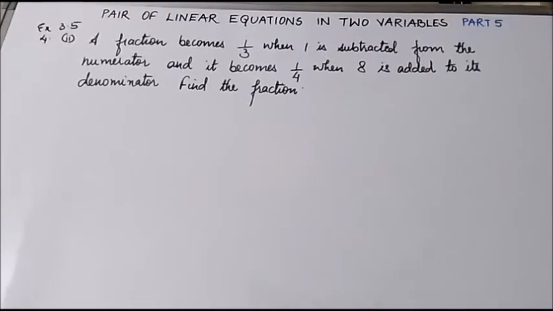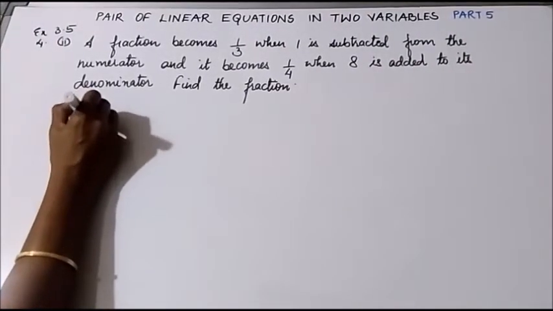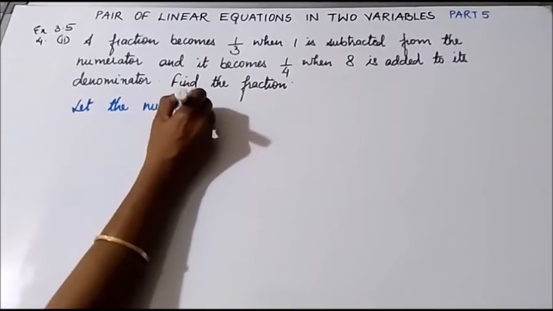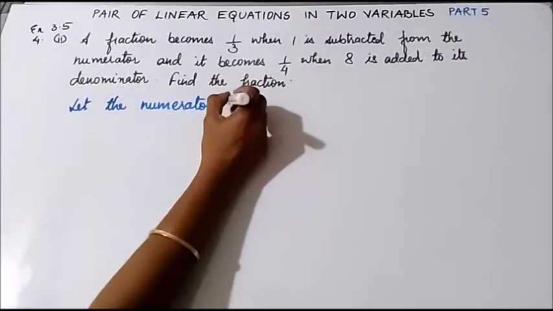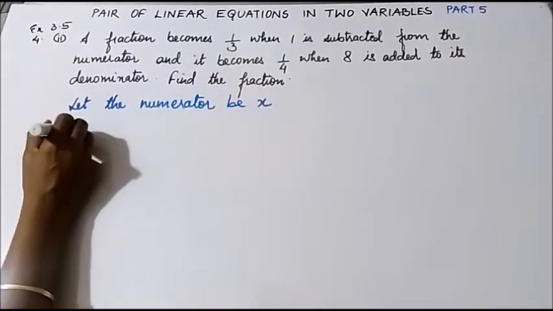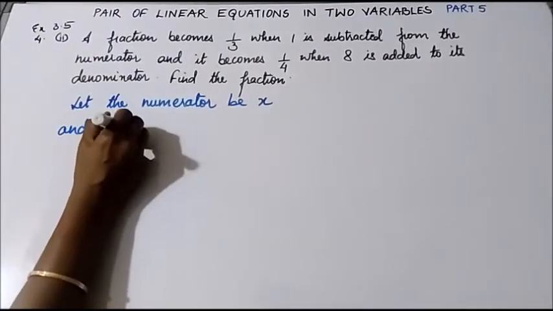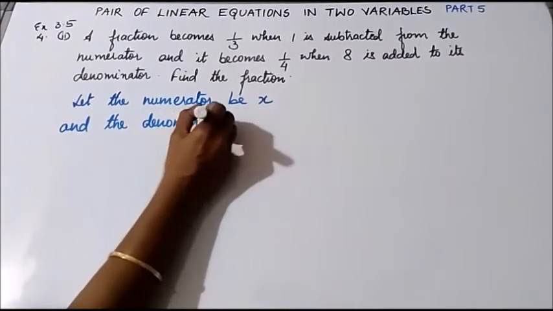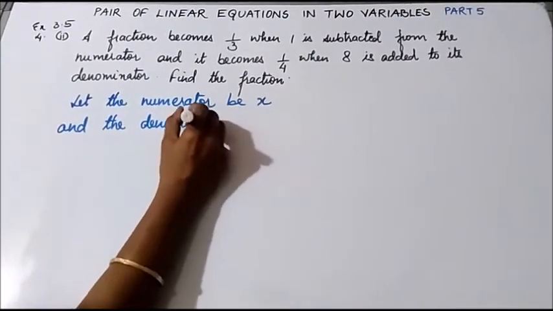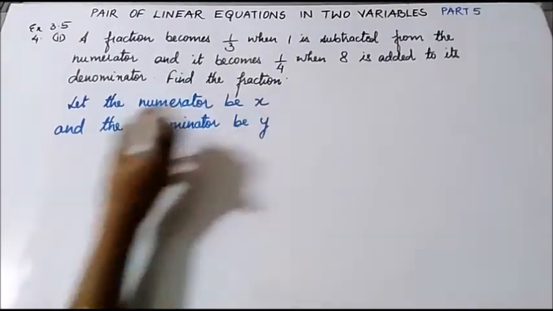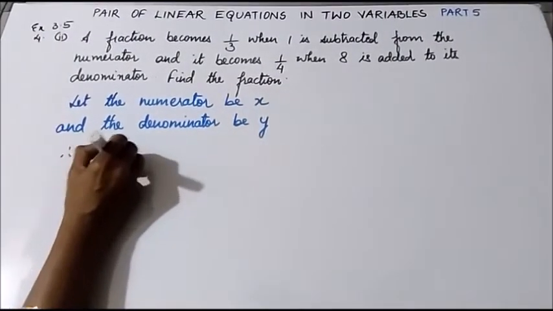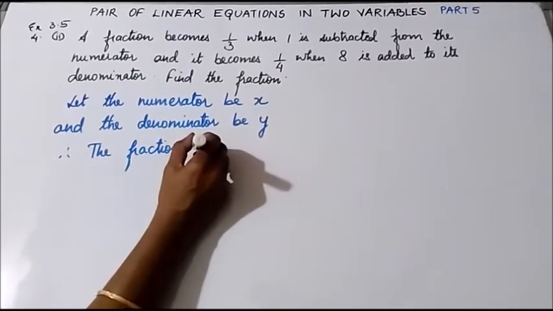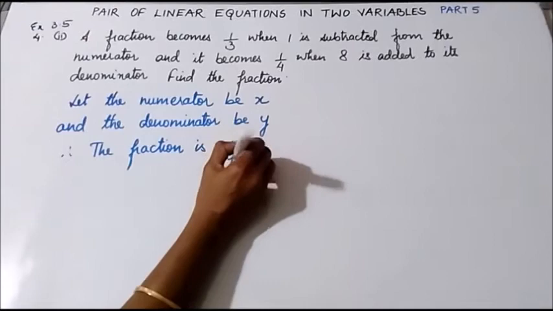Question number 2. They have told us to find the fraction. So first let us write, let the numerator be X and the denominator be Y. Therefore, the fraction is X by Y. Let's read the question.